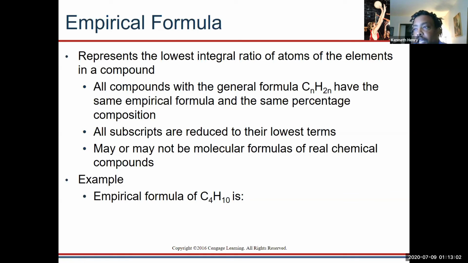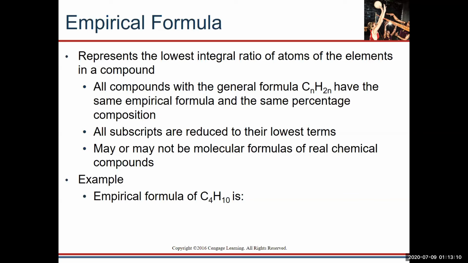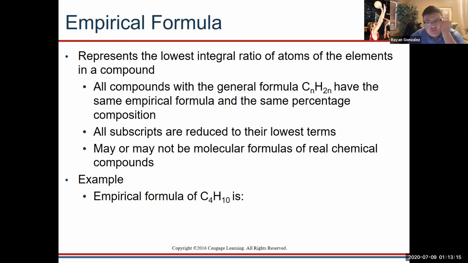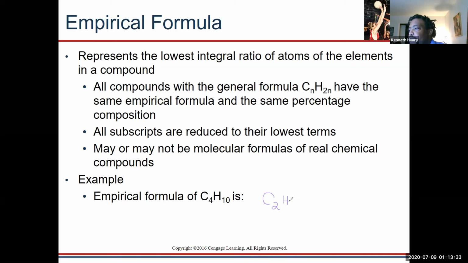So can we divide these by a number and still keep a whole number? Divide them by the same number and keep a whole number. Yes. So what number could I divide this by? 2. Okay, so if we divide both of those by 2, what is going to be left? C2H5. C2H5. So that would be the empirical formula for C4H10.